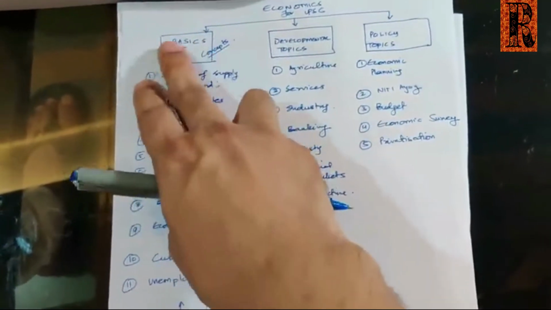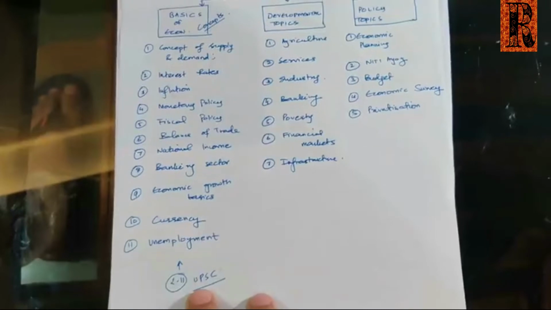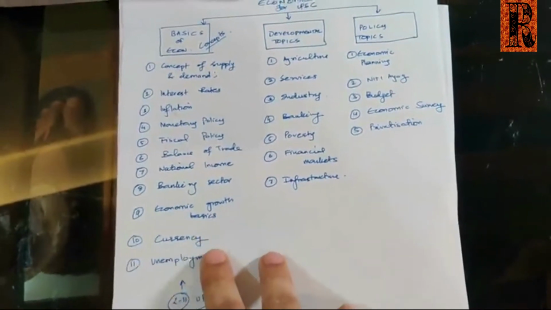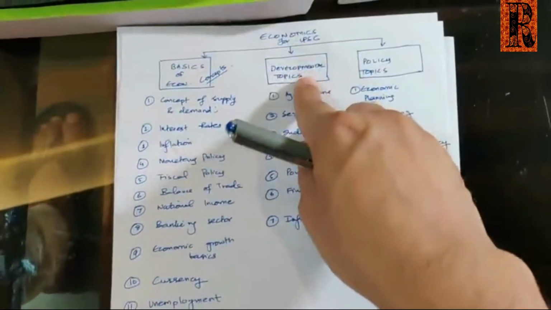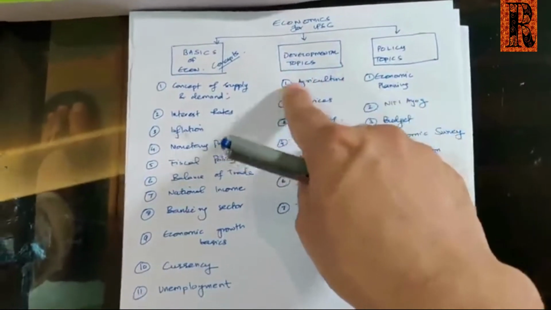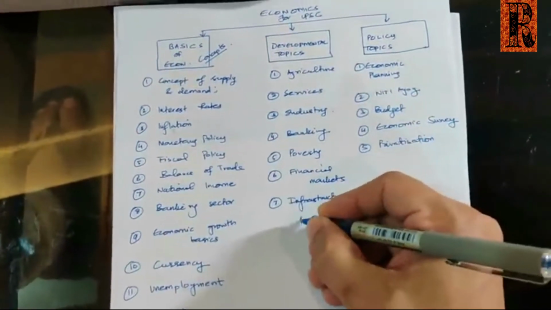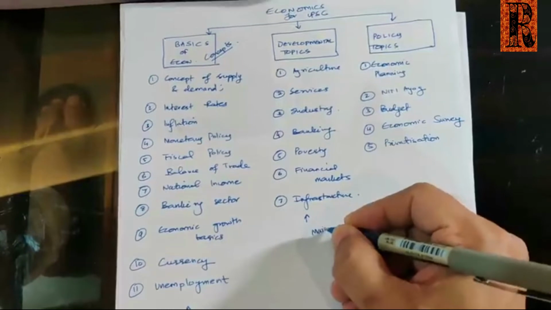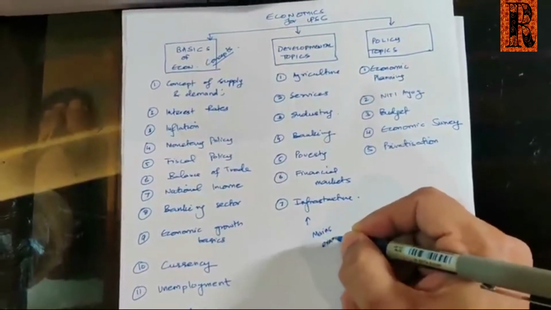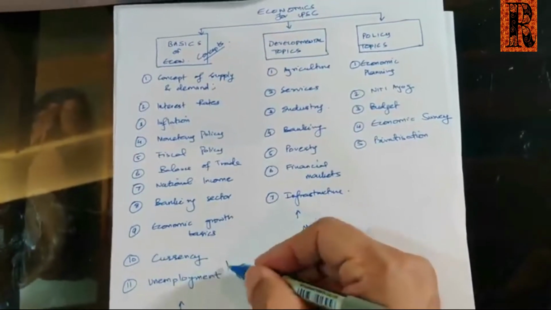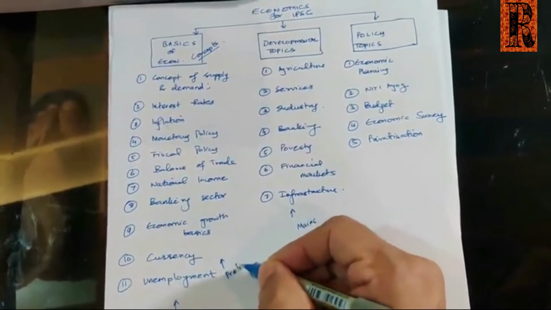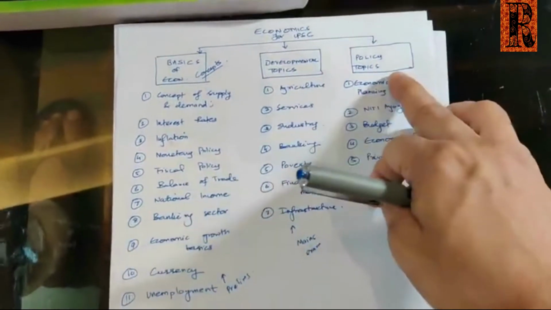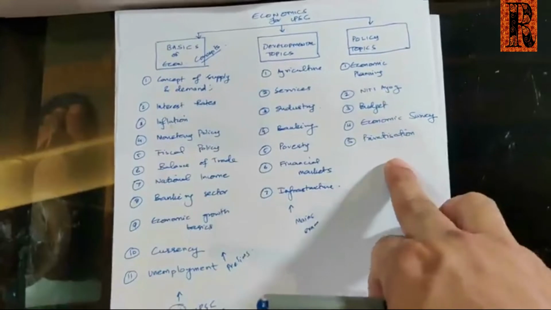First is the basics of economics, basic concepts of economics, which UPSC asks every year. The second is the developmental topics. These are the topics mostly asked in the mains exam. These are the topics mainly asked in the prelims exam. And then the third is the policy topics, which are also mainly asked in the mains exam.